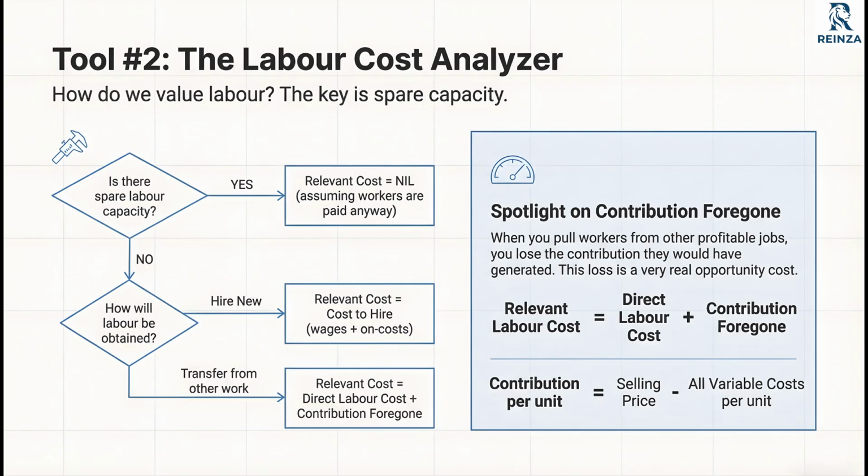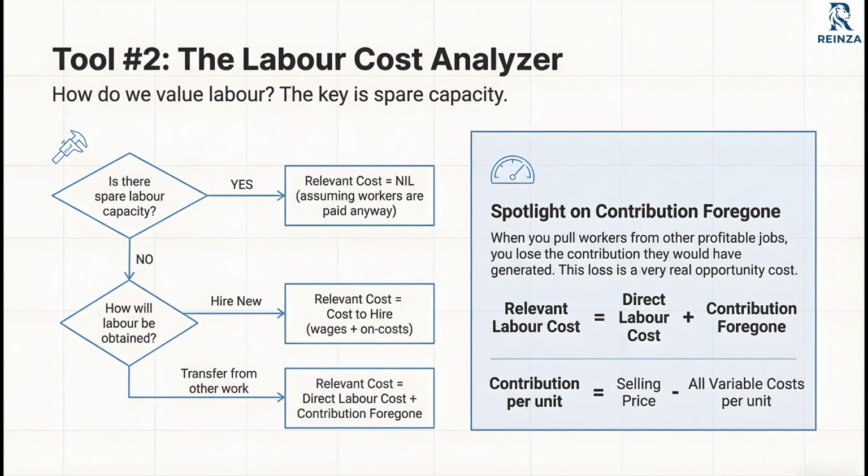If no, there is no spare capacity, then you need to determine how the labor will be obtained. One option is to hire new workers. In this case, the relevant cost is the cost to hire, which includes wages plus any on-costs, like national insurance and pension contributions. The other option is to transfer workers from other work.